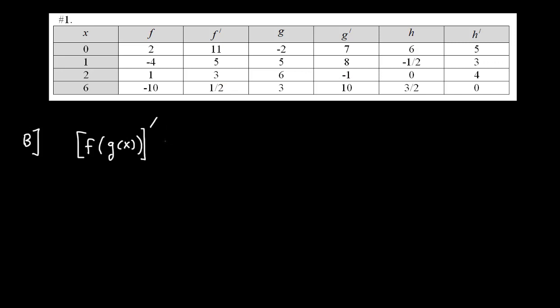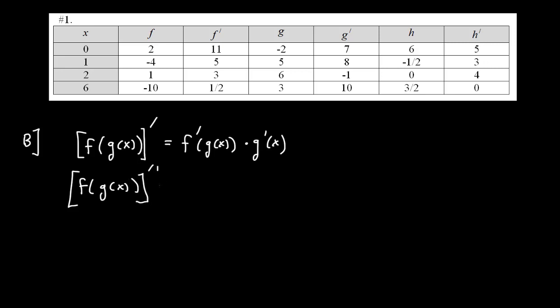For part B, let's first find the derivative expression. And so this is the chain rule. F prime of stuff, f prime of g of x, times the derivative of stuff, g prime of x. So now we'll express this, and we'll get ready to evaluate it. So we'll say prime, and then I'll say slash x equals 2. So this is going to end up f prime of g of 2 times g prime of 2.